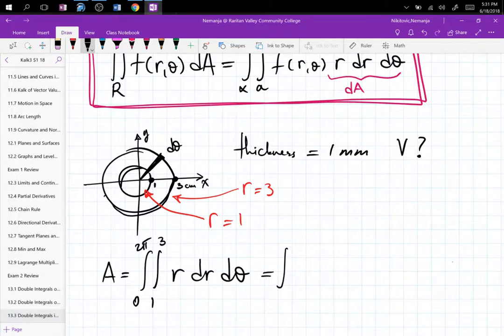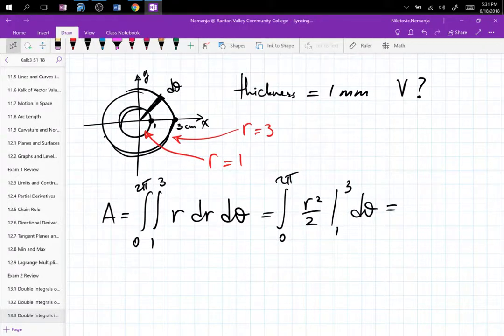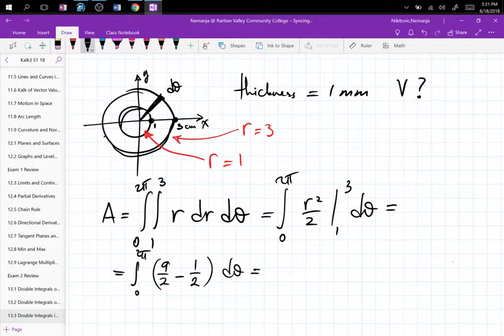So now if I'm solving this, integrate r to get r squared over 2, compute it from 1 to 3, and we still have d theta. You see that d theta will bring pi into the mix. So 0 to 2 pi, and now, good effort. There will be 9 halves minus 1 half d theta. That's 8 halves, that's 4. So 4 theta computed from 0 to 2 pi. And the whole area is 8 pi. Now that's 8 pi centimeters squared.